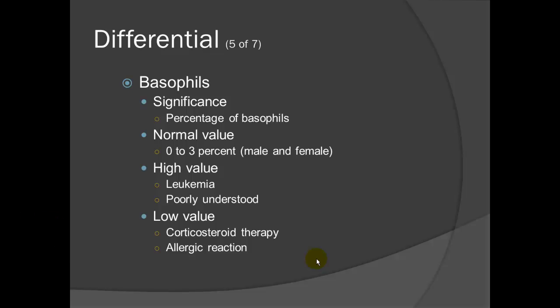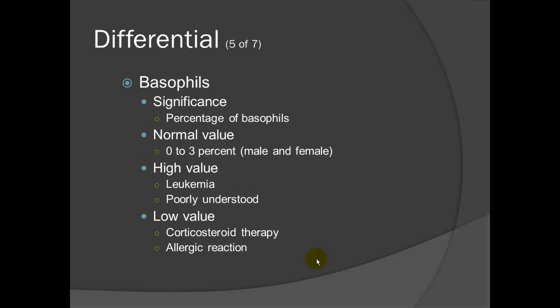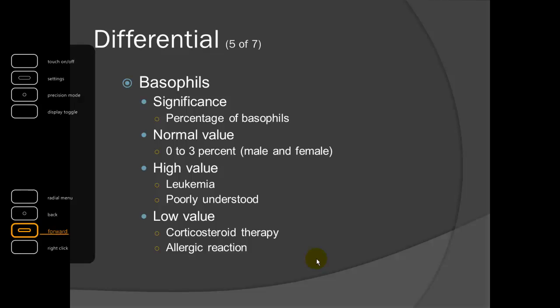Basophils, percentage of basophils, and these are going to be blue. I forgot to point that out. The eosinophils are going to be red. The basophils are going to be blue. Significance: percentage of basophils. Normal value 0 to 3%. High value would say leukemia, and a high value on the basophils is also poorly understood, but we do see a correlation with it in leukemia. A low value, corticosteroid therapy, or they're having an allergic reaction. You've had an antigen-antibody reaction occur from an allergy source.